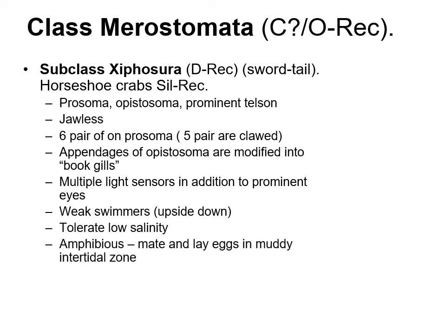And they're amphibious in a lifestyle. They're not amphibians, they're amphibious. They mate and lay eggs on land in these muddy intertidal zones, and then they go back to the water for the rest of their lives. So when the eggs hatch, the little baby horseshoe crabs work their way to the water as quickly as possible.